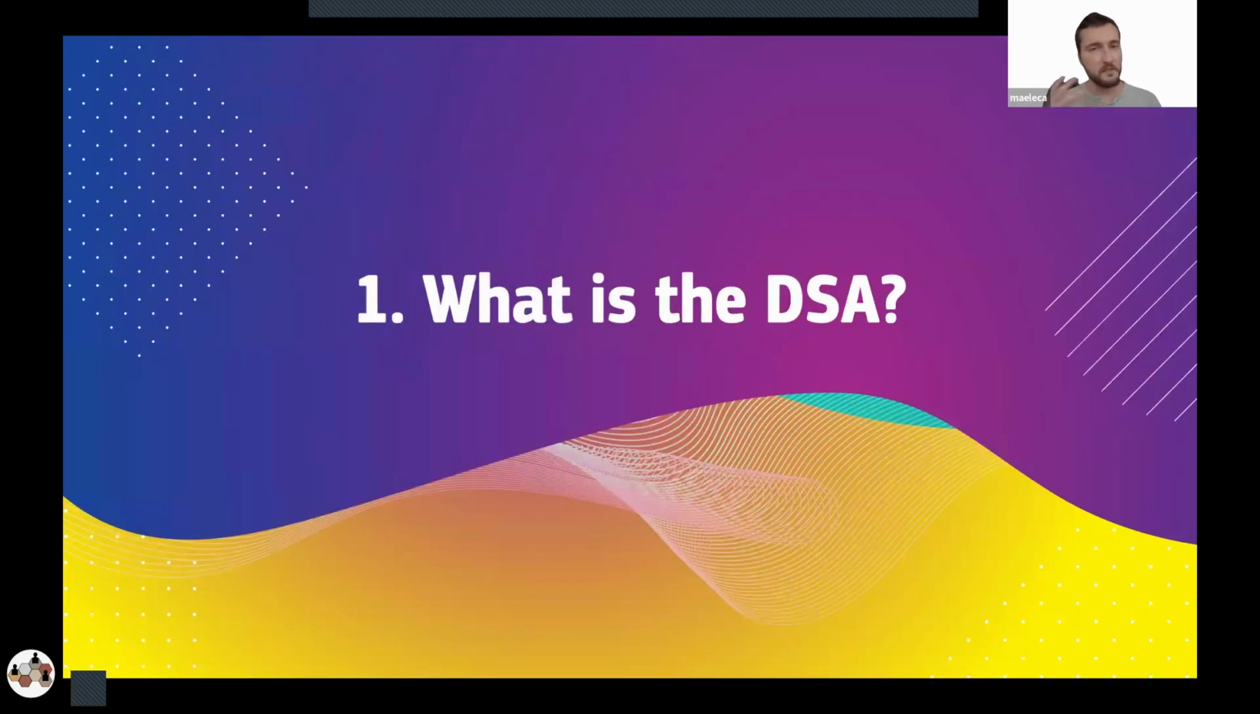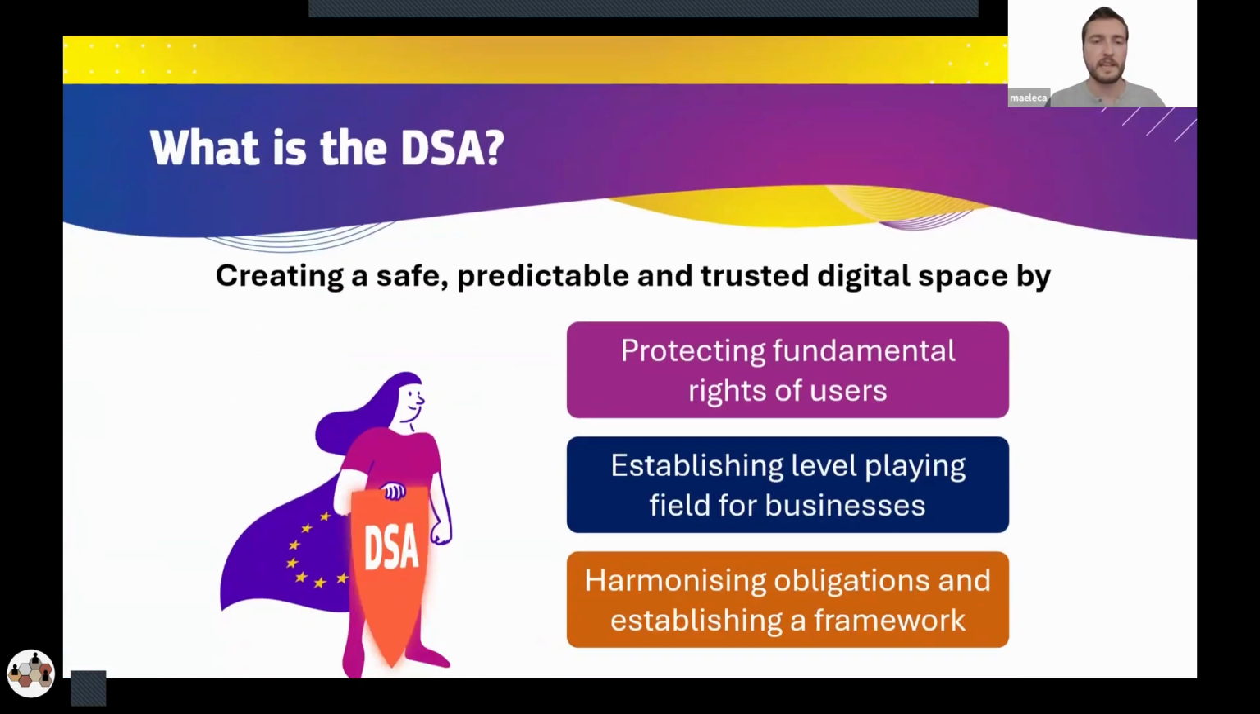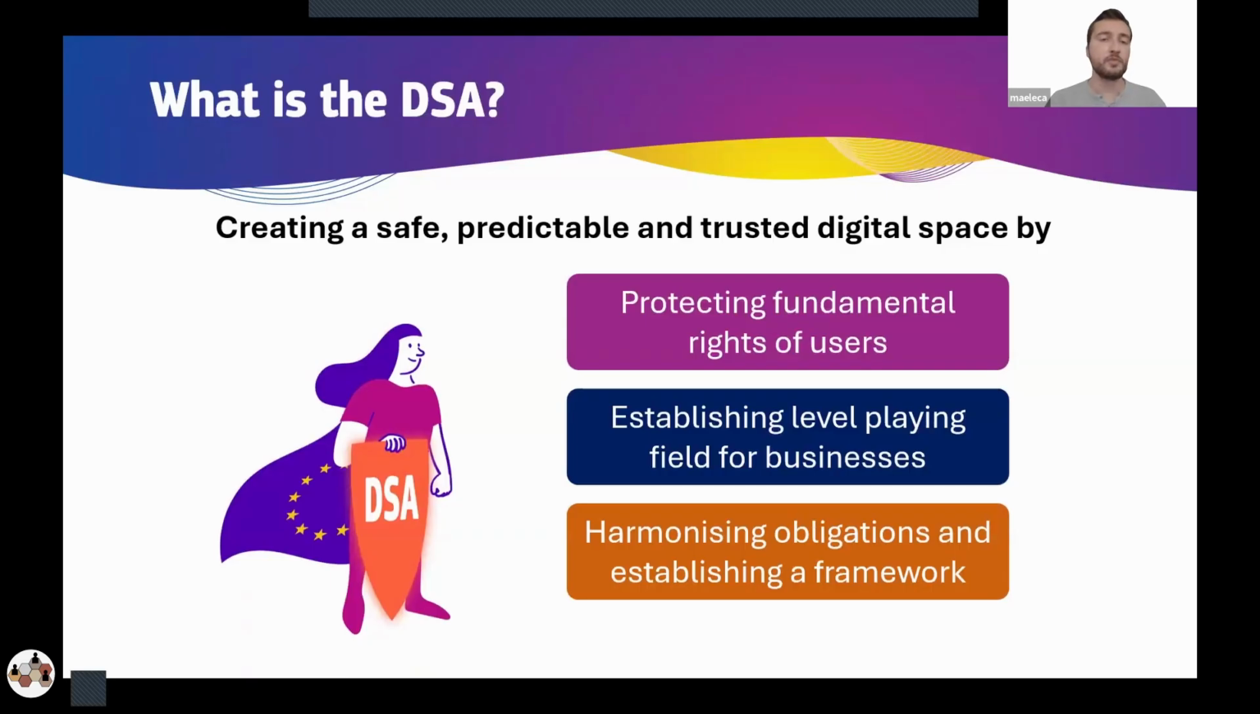So, okay, very, very brief explanation on what the DSA is exactly, just so that you understand a bit more my background on Articles 44 through 48. So the DSA tries to create a safe, predictable, and trusted digital space. It is the EU's new piece of landmark legislation that deals with online safety, essentially. And it does this by protecting the fundamental rights of users online, but also by establishing a level playing field for businesses and the internal market in general, and harmonizing obligations and establishing a framework.